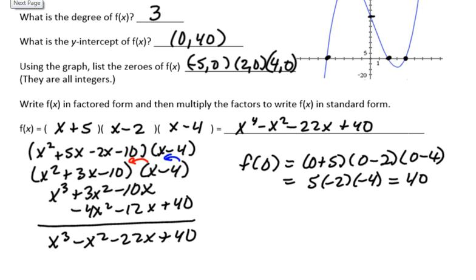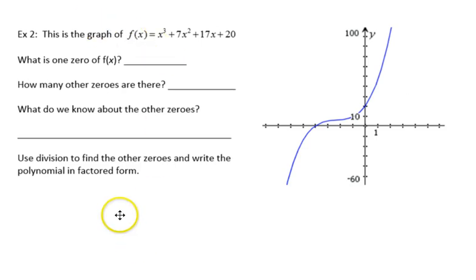Okay, next problem. Here I give you a graph and an equation and ask you to find the zeros. Once again, you can see that this has to be at least a cubic equation because it's an odd degree and it has a bend in it. So this has to be at least a cubic. Actually, you know it's a cubic because it's written up here, silly me. Okay, one zero we can see is negative 4.